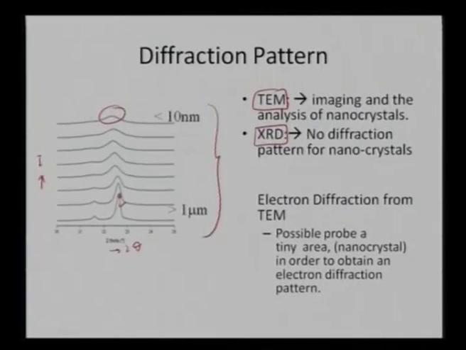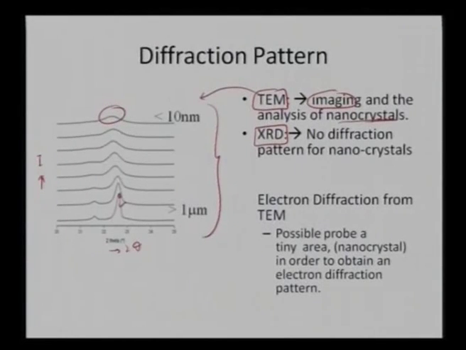But here itself, I don't know whether the broadening is because I have an amorphous material or the crystals have become nano crystalline in nature. So that complexity can be easily analyzed by TEM. And in TEM, or transmission electron microscopy, we can image and analyze all these nano crystals.